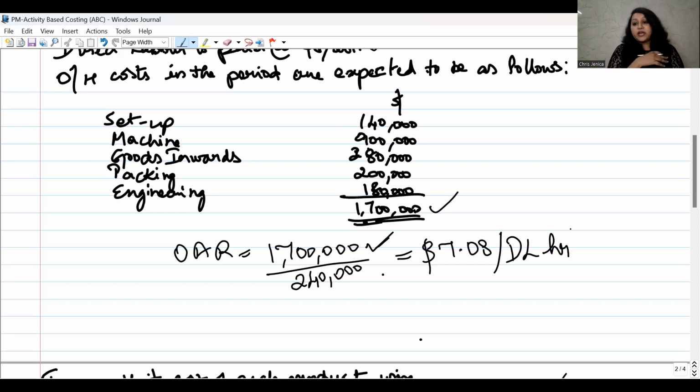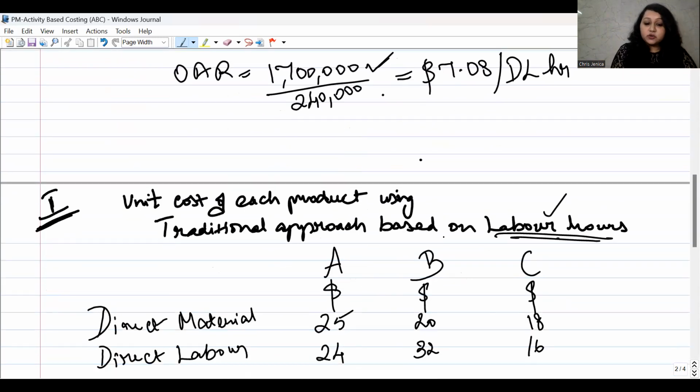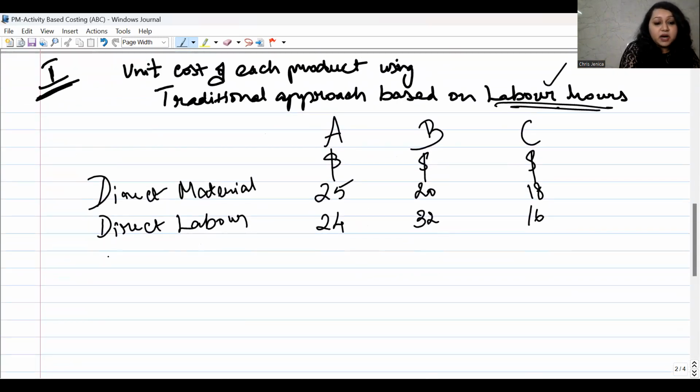So your overhead absorption rate has been found based on your direct labor hours. The basis that we have taken is direct labor hours, and we have found out the total labor hours that have been taken for products A, B, and C in order to produce. And then we have found out our overhead absorption rate of $7.08 per direct labor hour. Now we will utilize that and absorb our cost. So overhead cost is being absorbed into products A, B, and C.